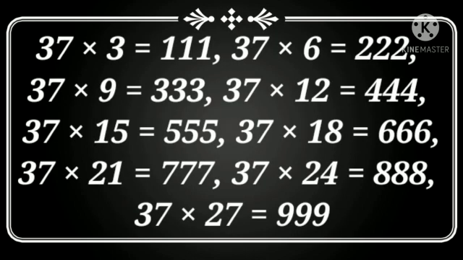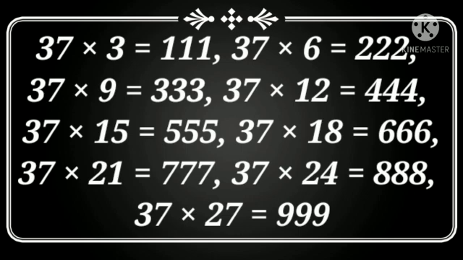37 multiplied by 3, answer is 111. 37 multiplied by 6, the answer is 222. 37 multiplied by 9, the answer is 333. 37 multiplied by 12, the answer is 444. 37 multiplied by 15, the answer is 555. 37 multiplied by 18, the answer is 666.